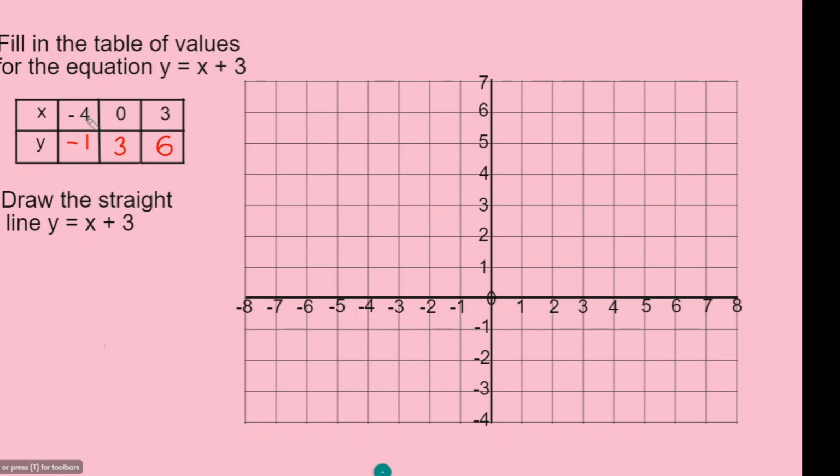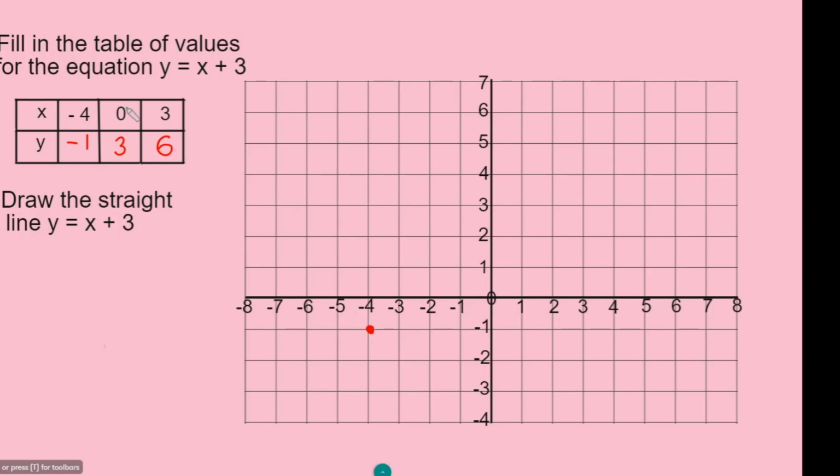Now we need the pairs of coordinates in this table of values. So let's begin with the first pair of coordinates. When x is minus 4, y is minus 1. So on the x coordinate, I look for minus 4. Also, this is it. And I move one place down and I have minus 1. So this is where both coordinates meet. I'm making a kind of a dot. Some use a cross, but I want to use a dot.